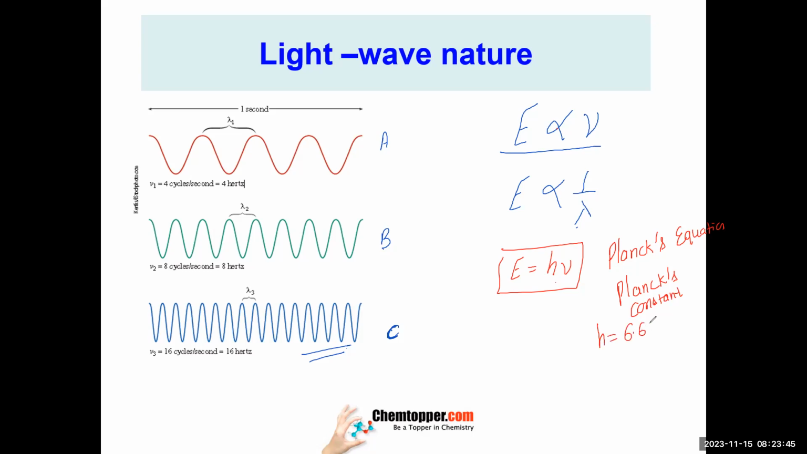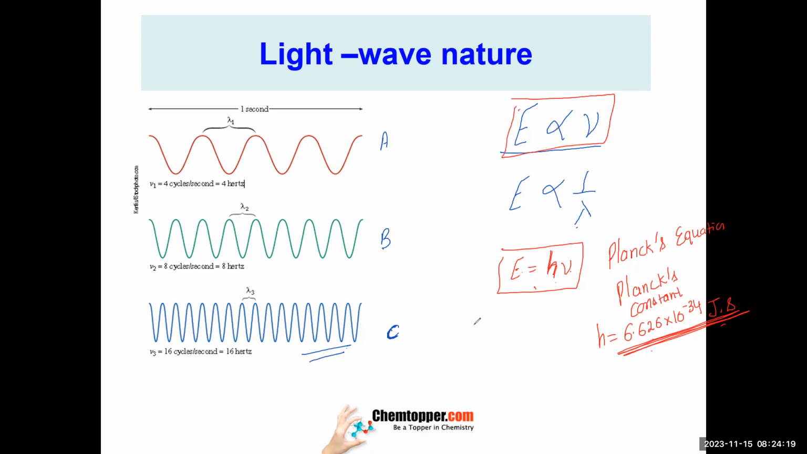It is 6.626 times 10 raised to power minus 34, and the units are joule seconds. This value will be given to you in the exam. This is Planck's equation, E equals h nu. h is the constant, nu is the frequency. So according to this equation, energy is directly proportional to frequency.